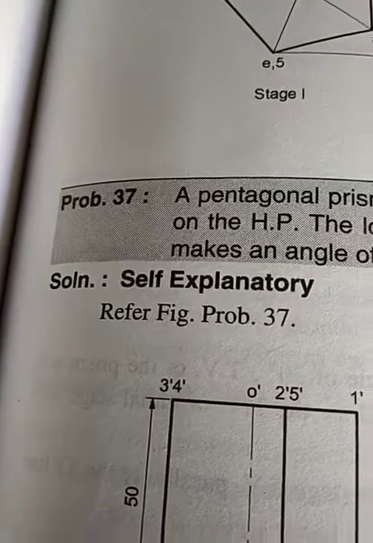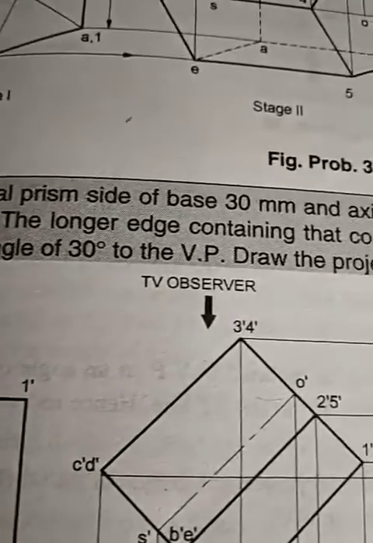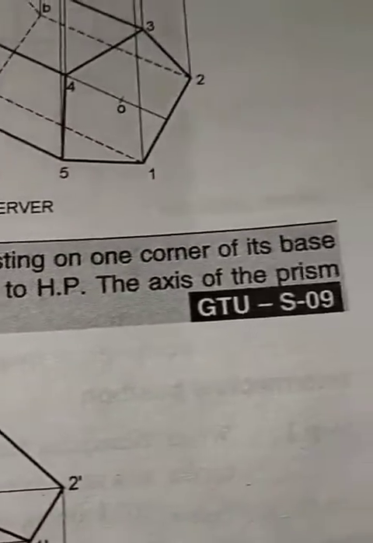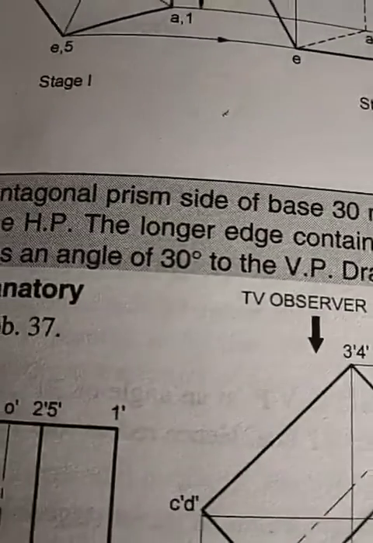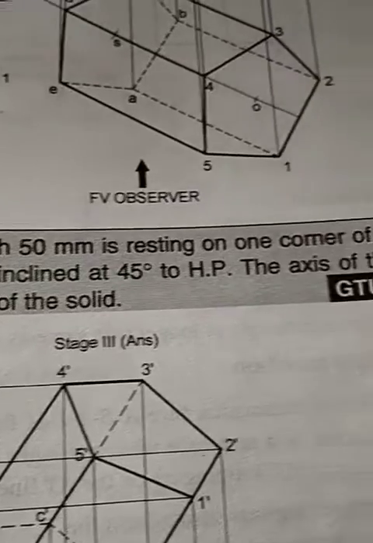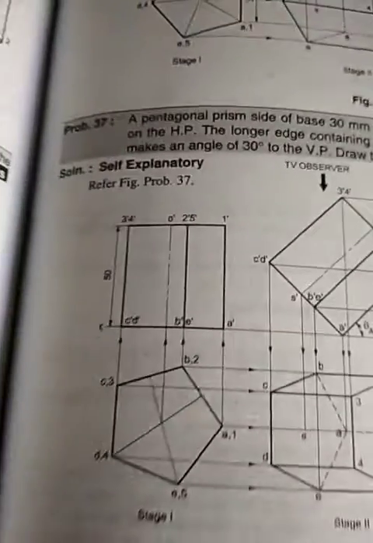In this session we are going to solve the problem of projection of solid. A pentagonal prism is given with a base 30, axis length 50, resting on its corner of its base on HP. The longer edge containing the corner is inclined at 45 degree to HP, and it makes an angle 30 degree to the VP.